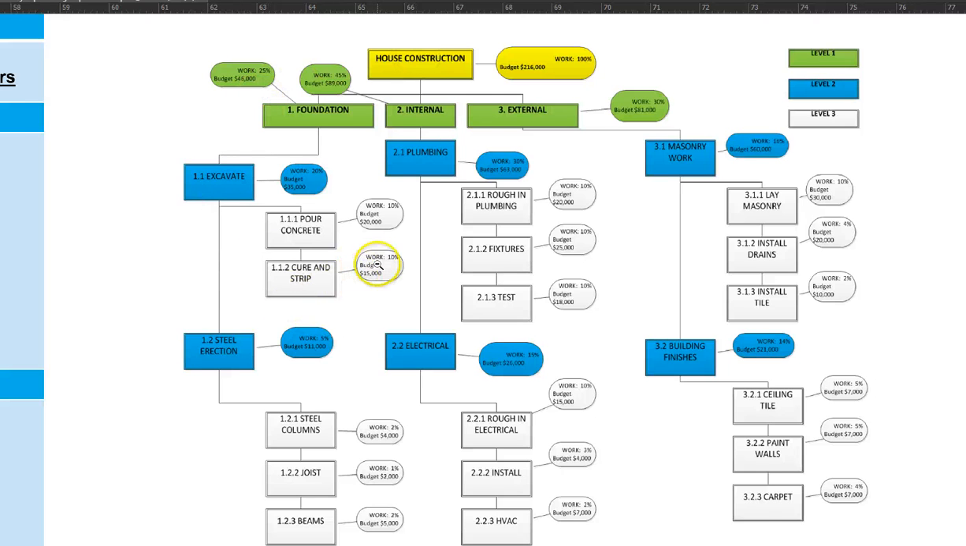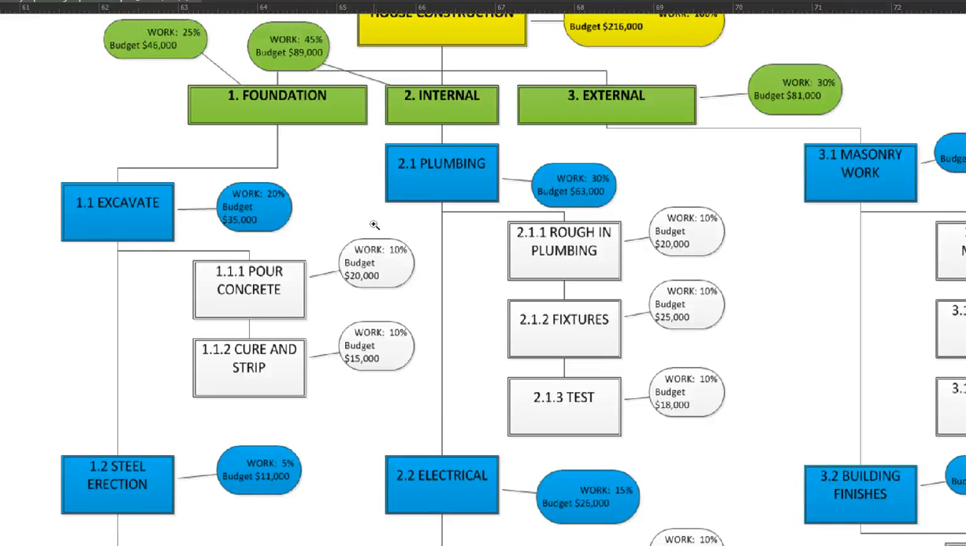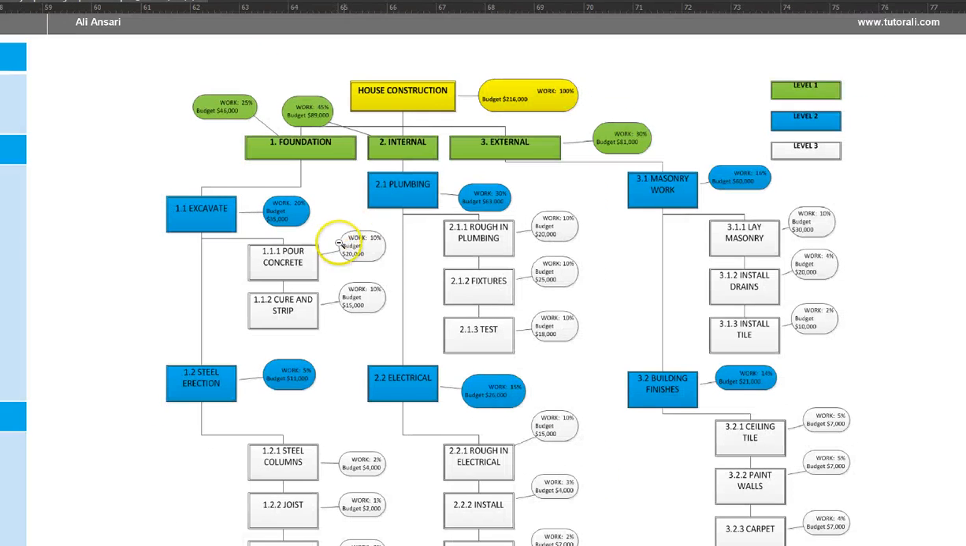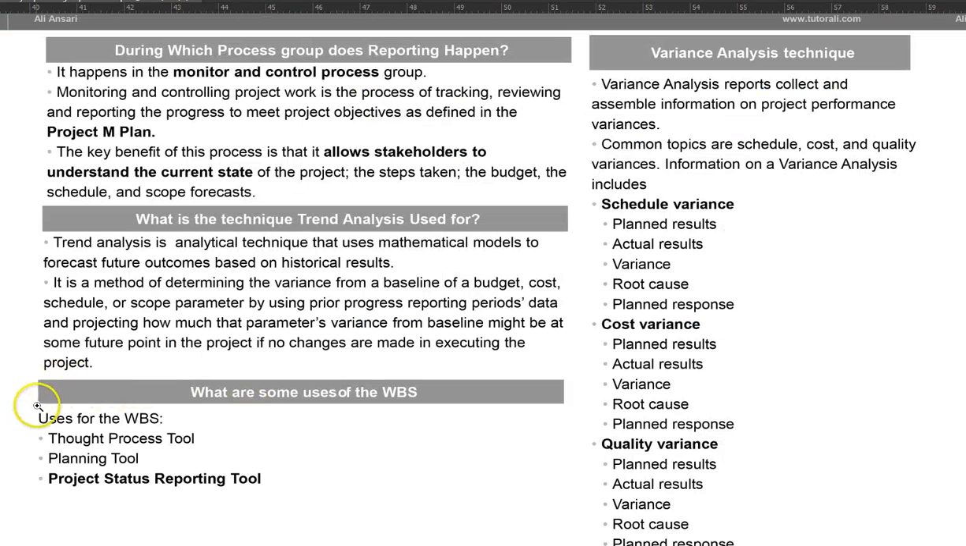It even shows how much each task costs, the budget, and how long it is going to take for the project schedule. So this work breakdown structure breaks down everything that needs to be done, every task that needs to be done to complete the whole project. So what does this include? Let's go back to our slide. So, uses for the work breakdown structure: it's a thought process tool, a planning tool, and a project status reporting tool.